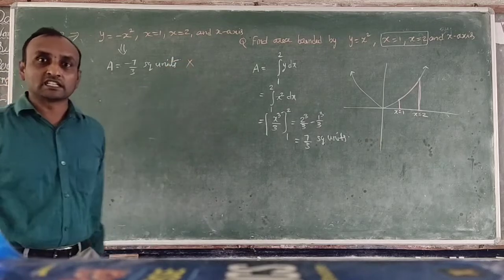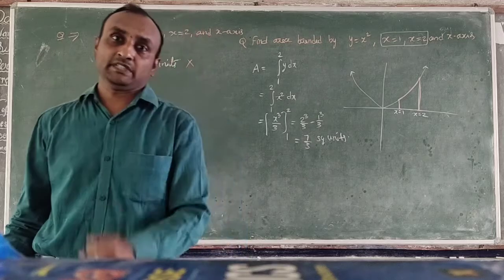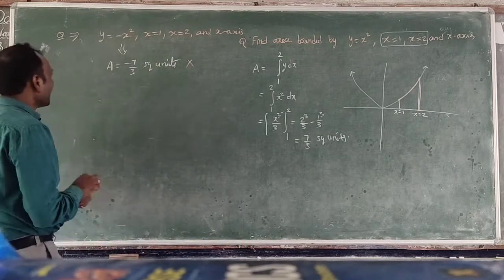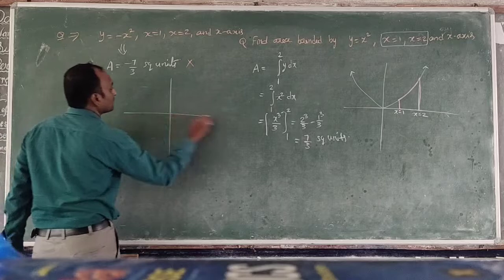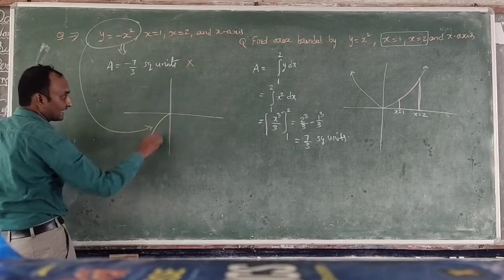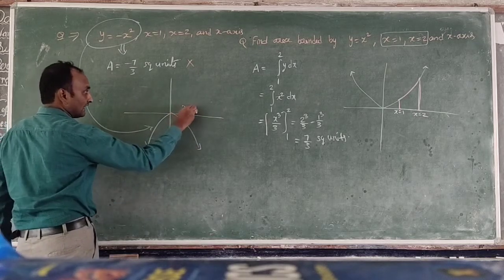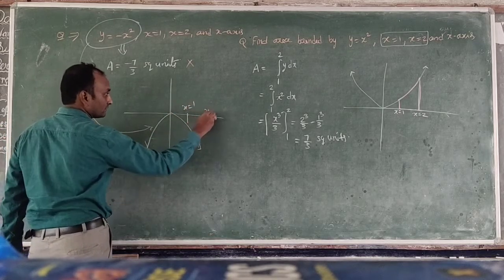Negative area cannot be there. Area cannot be negative. This time what to do? How to do? Why did this happen? I will show you. The reason behind this is y is equal to minus x square. Then this graph will be like this, and x equal to 1 and x is equal to 2.